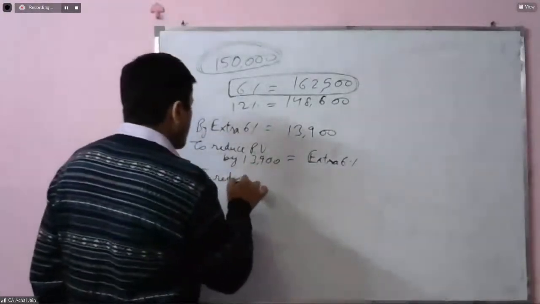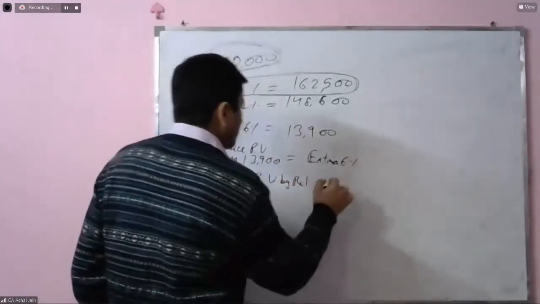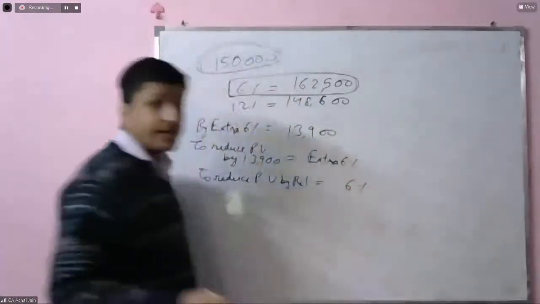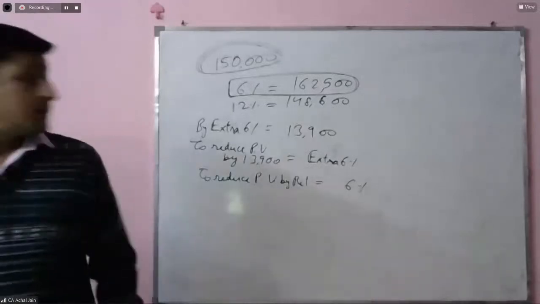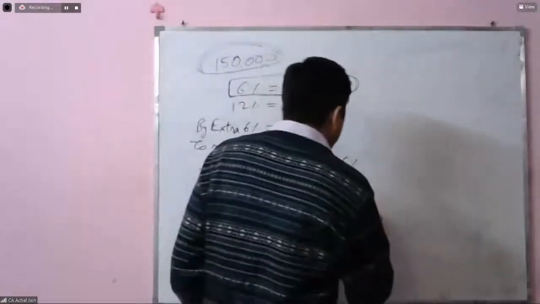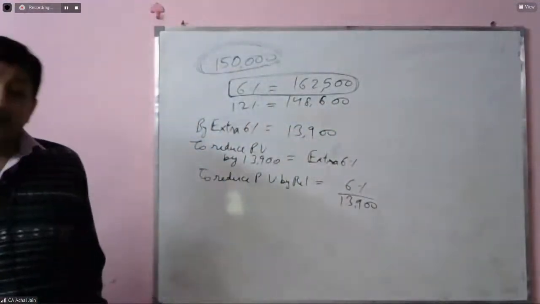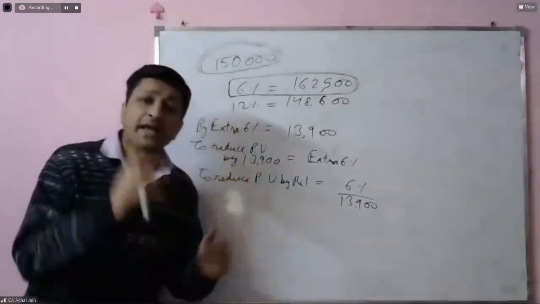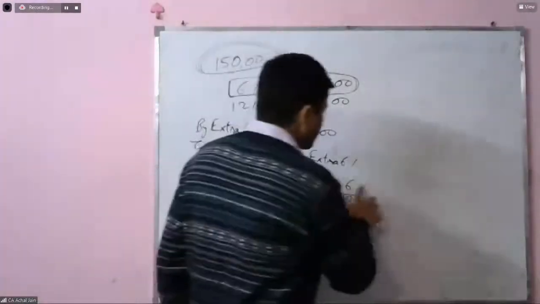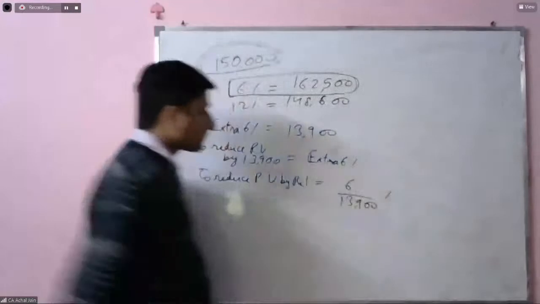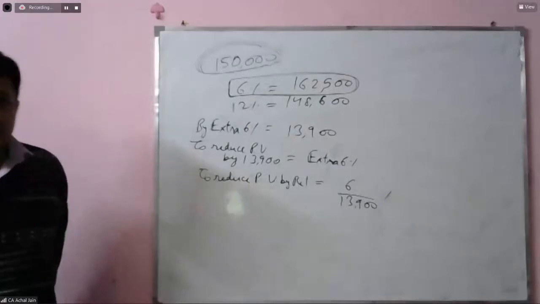Let's suppose I have to reduce PV by rupee 1, what will I do? I'm simply applying the unitary method. 6% divided by 13,900 will be my rate of interest. This will become my rate of interest if I have to reduce the PV by rupee 1. Correct? Or you can just simply say this.